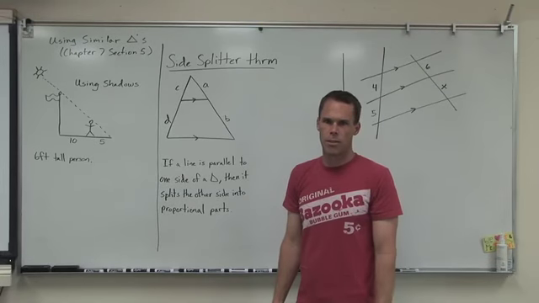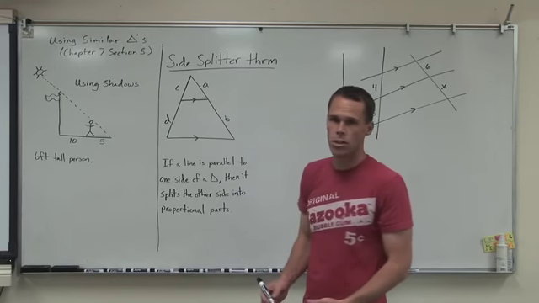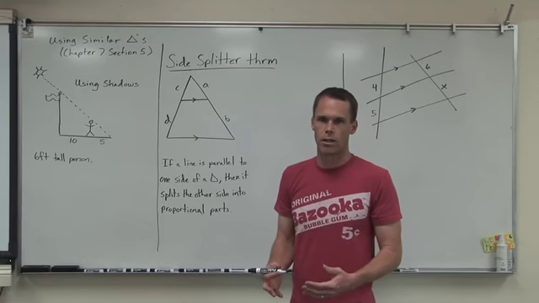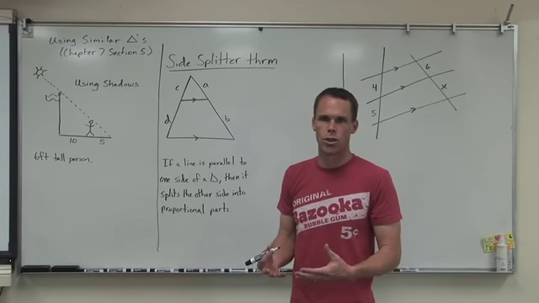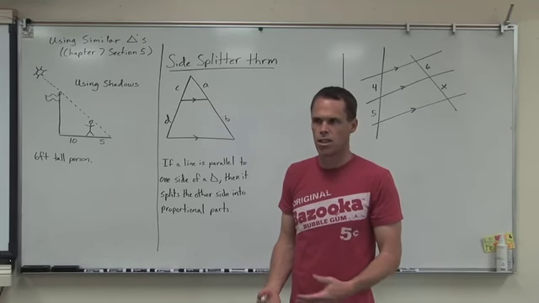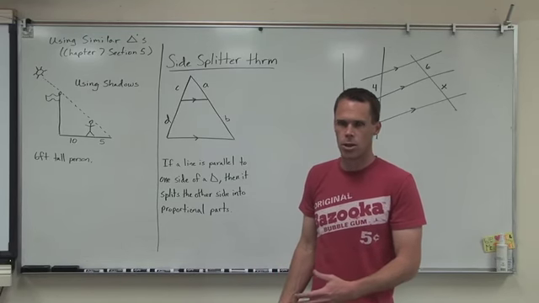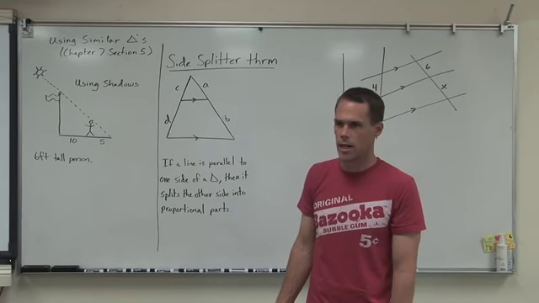This video is for Chapter 7, Section 5. It's all about using similar triangles. We've been studying similar triangles for a couple sections now. At this point, we're just going to use the proportions created by these similar triangles. This video is basically to show examples of how we use similar triangles and the proportions they create.